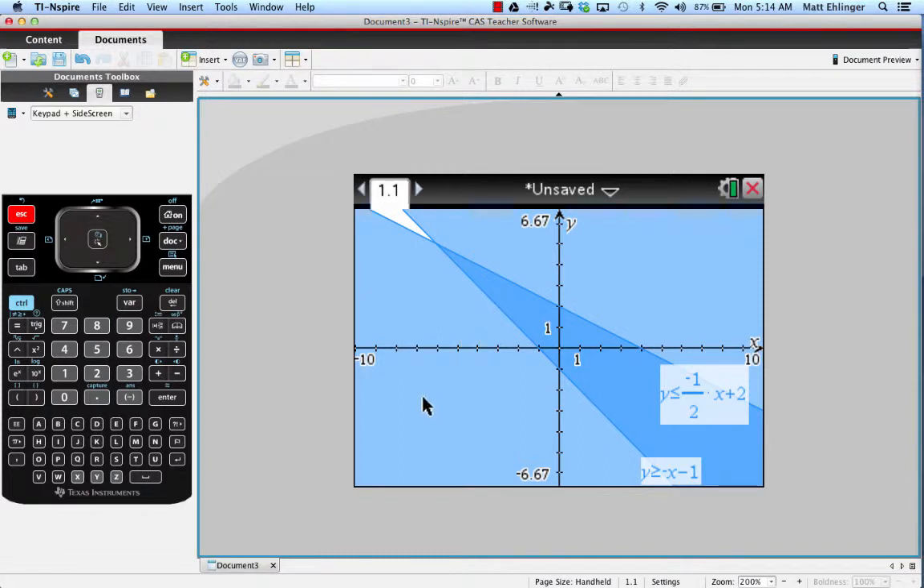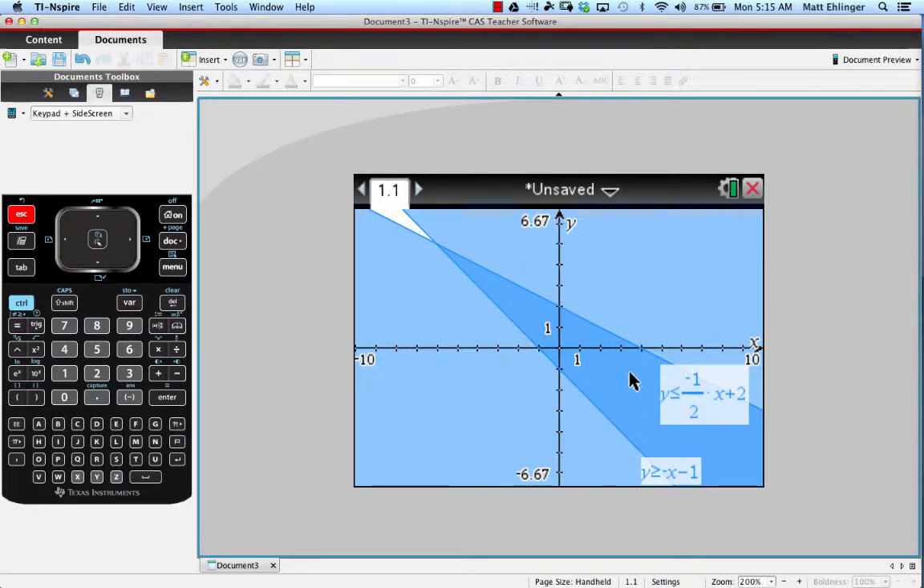Okay, so anyway, I see here that I have this first line that I graphed, which is y is less than or equal to negative 1/2 x plus 2. And so obviously the shading is below. And my second boundary line is here. And the inequality for that is y greater than or equal to negative x minus 1.